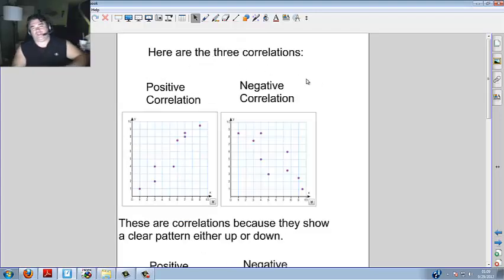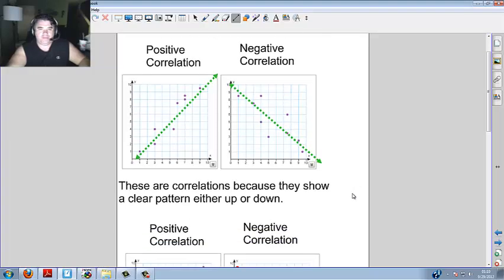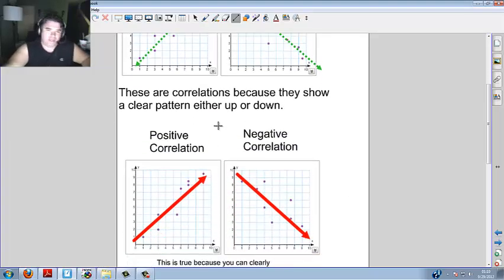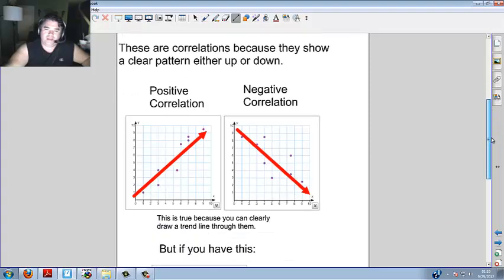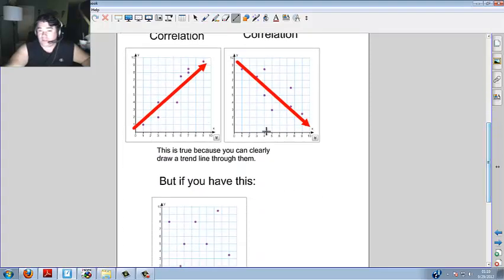Here are three correlations. First, you have a positive, which is right here. It goes from left to right, and as it's going from left to right, it's going up. So as you can see, it's on the way up. Negative correlation means it's going down. So those are easy. Positive, negative. And it's true because you can clearly draw a trend line through them.